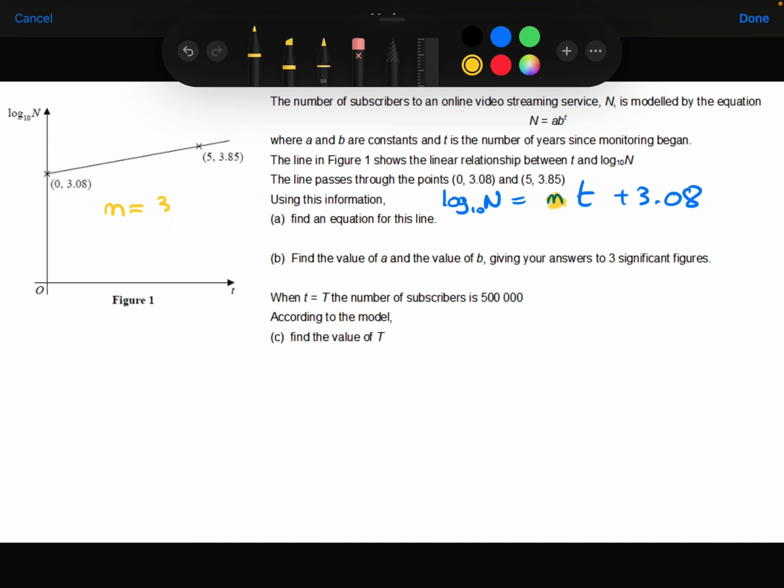And then finally the gradient, I can work that out. Change in y, divided by change in the x. And that gives 0.154. So that is my gradient, which I can put into my equation. So that's my answer to part A.